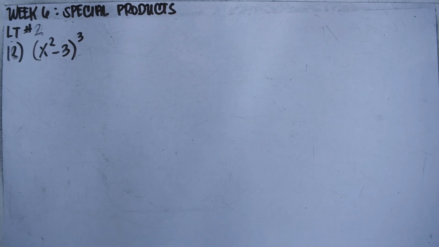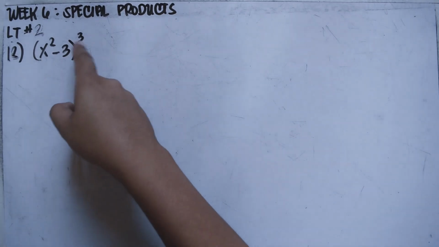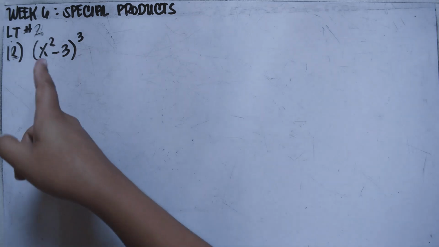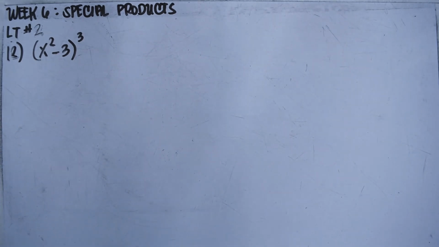Ayan, so number 12 tayo. Number 12 is also an example of a cube of a binomial. Pero this time, negative na. So kapag negative, guys, para hindi na tayo malito sa pagka-times ng negative times positive, i-apply natin yung pattern. Di ba may pattern naman dyan?